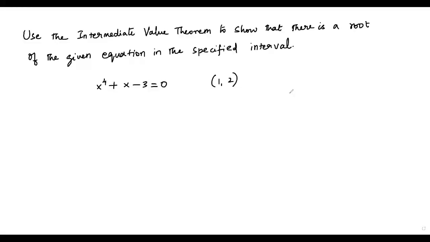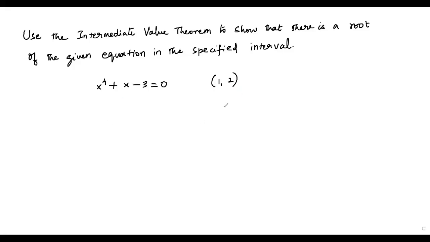Here we have a problem on the intermediate value theorem. Okay, let's go with the information. Use the intermediate value theorem to show that there is a root of the given equation in the specified interval. There is an equation given over here: x to the fourth power plus x minus 3 equals 0, and the interval is (1, 2).